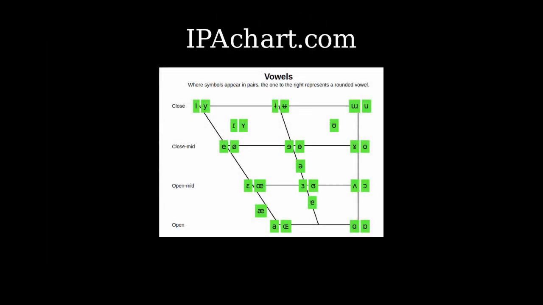If we go to IPAchart.com, we see that each of these sounds corresponds to a specific position of your tongue in your mouth. I highly recommend you pause the video, go to IPAchart.com, and try this out. It's very enlightening. For example, if you put your tongue at the top front of your mouth, you get the E sound.